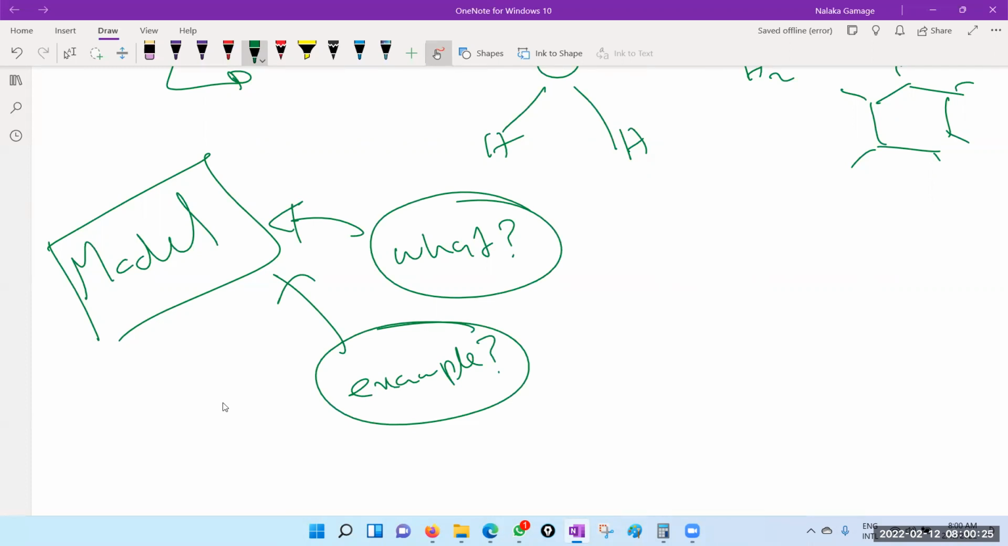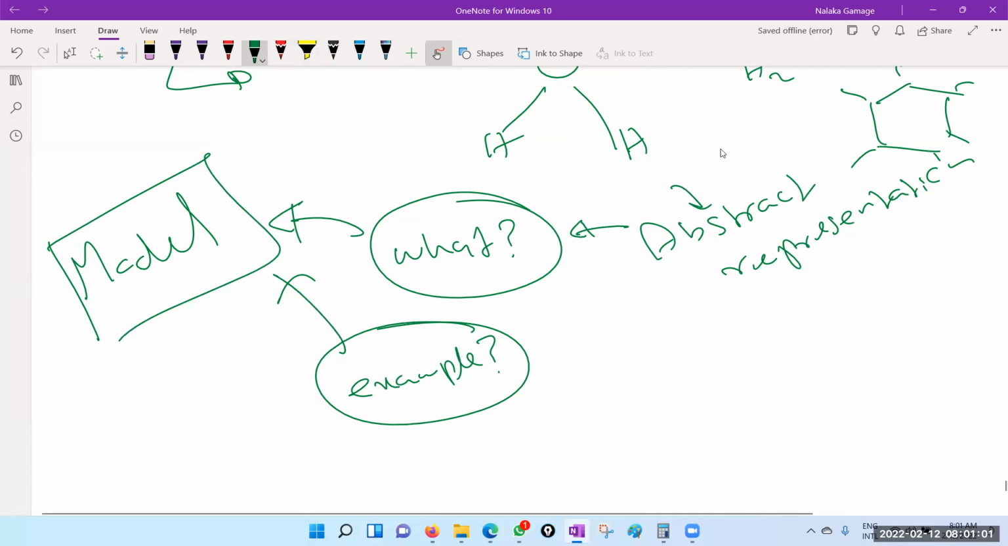So a model is an abstract representation. It represents a concept in an abstract manner. Right? So what is meant by abstract? We discuss these things, okay? When we are doing programming, abstract means minimum essential.